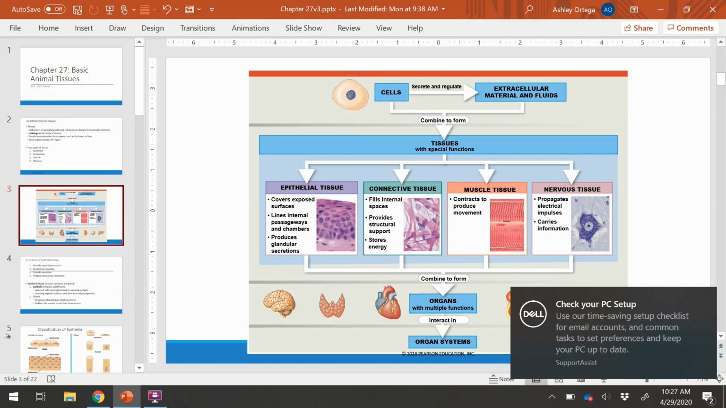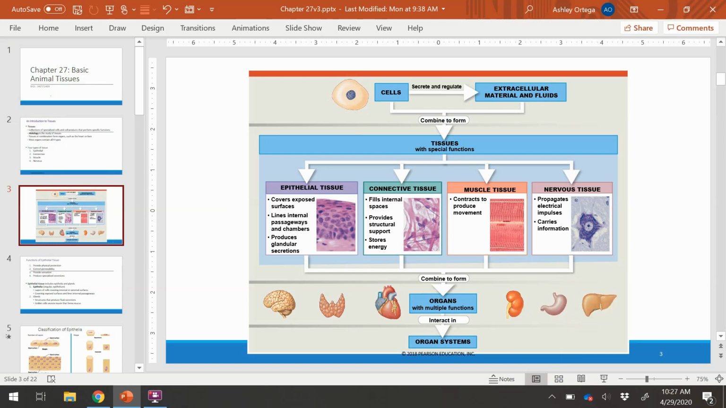Epithelial tissue covers exposed surfaces, connective tissue provides support and fills spaces, muscle tissue produces movement, and nervous tissue carries electrical impulses with information. All of these things are very, very important. These tissues combine to form organs with many functions that interact in organ systems.